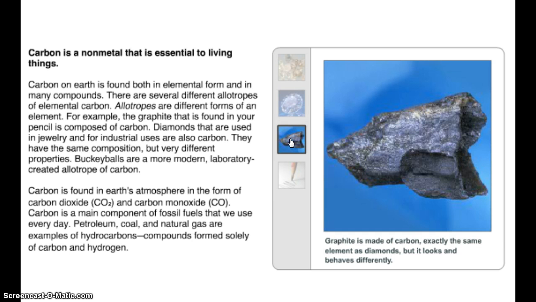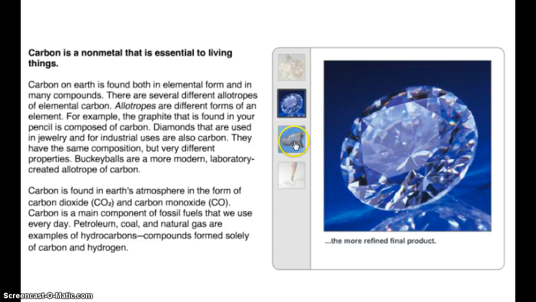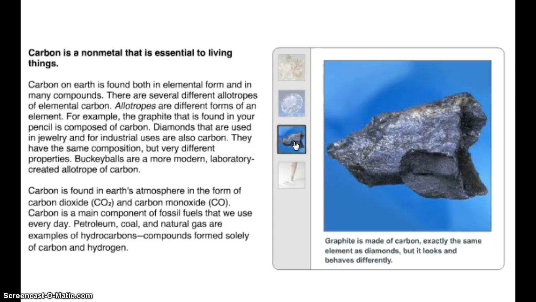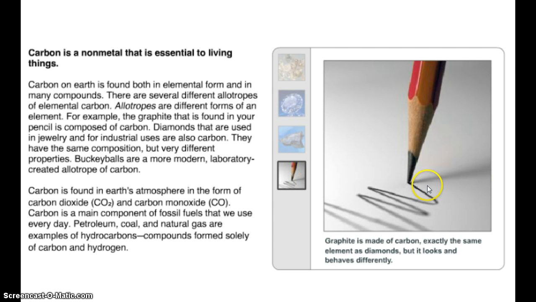Graphite is made of carbon, exactly the same element as diamonds, but it looks and behaves differently. So this is pure carbon. This is what's inside the pencil. So it's not lead, it's graphite, and that's what we use to write.